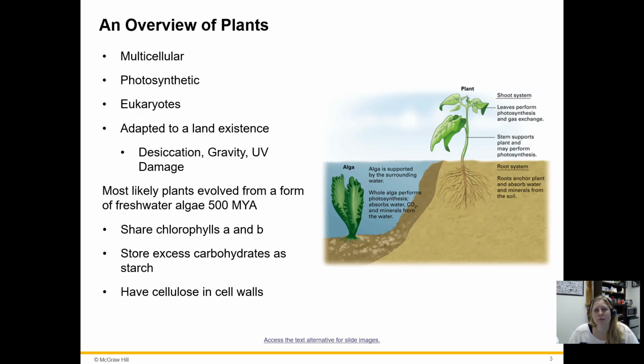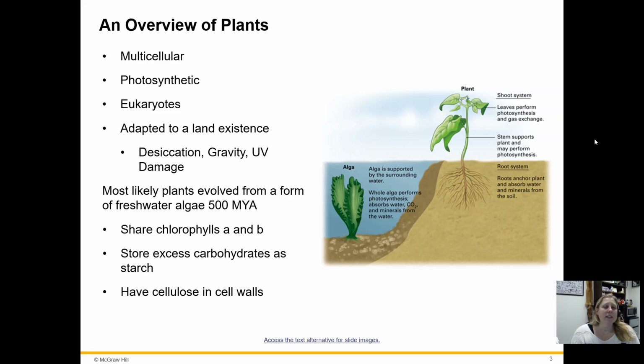Plants probably evolved from a freshwater algae or a common ancestor about 500 million years ago. And we do think that fungi played an important role in plants moving onto land and being successful in a land environment. We think that plants and algae are a sister group because they have a lot of homologous characteristics. They share chlorophylls A and B, they store excess carbohydrates as a starch, and they have cellulose in the cell walls. But algae are very different in how they are living in their environment. They are adapted to that environment, and then plants are adapted to the land environment. So that's our big differentiation there.